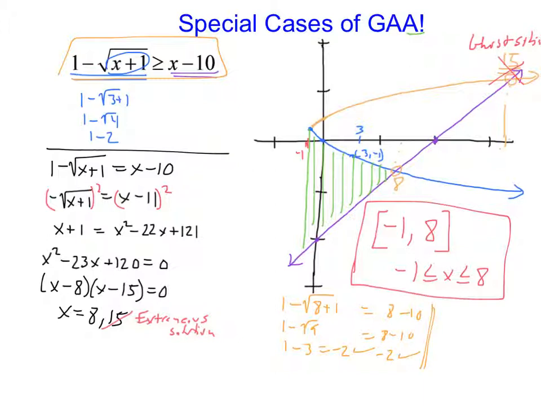If you do the other one, you get 1 minus the square root of 15 plus 1, which is 1 minus the square root of 16, which is 1 minus 4, which is -3. On the other side, you would get 15 minus 10, which is 5. And those are not equal to each other, so the 15's out.